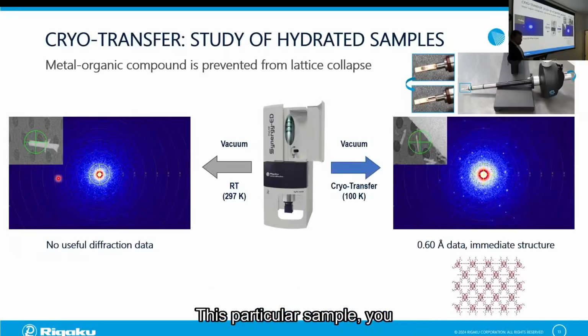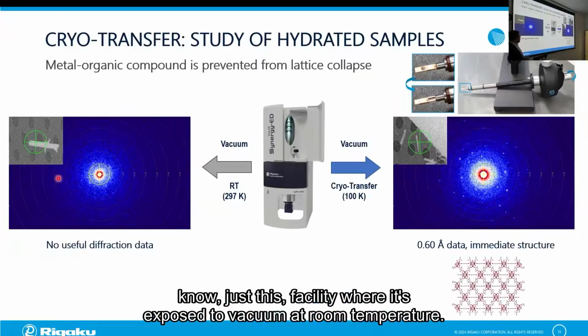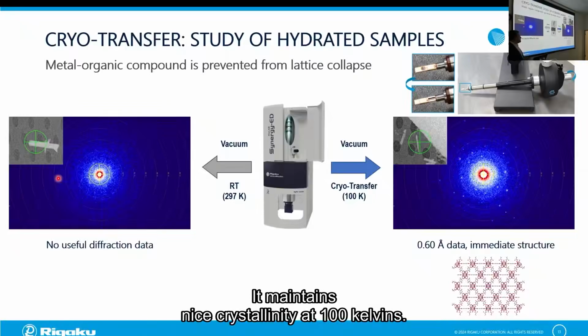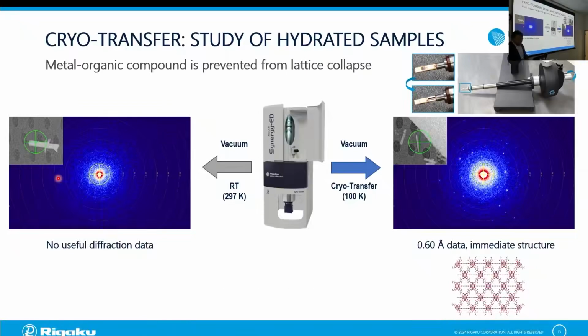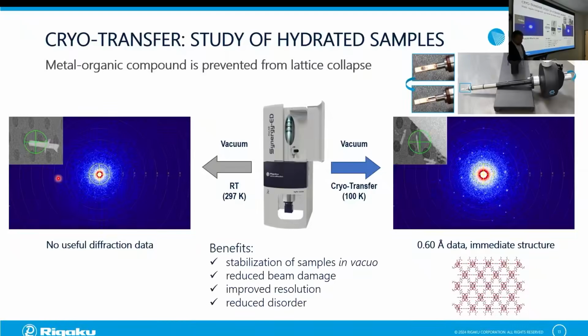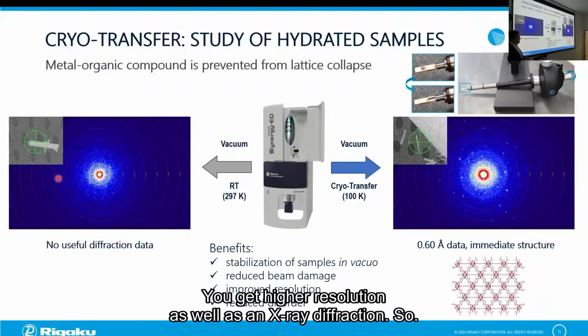This particular sample just loses crystallinity when it's exposed to vacuum at room temperature and maintains nice crystallinity at 100 kelvins. So cryotransfer stabilizes it in vacuum and reduces beam damage. You get higher resolution, as in X-ray diffraction and so on.